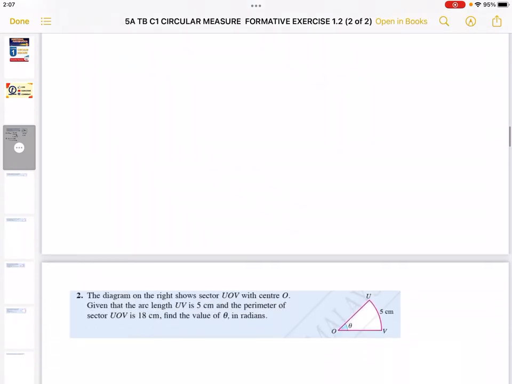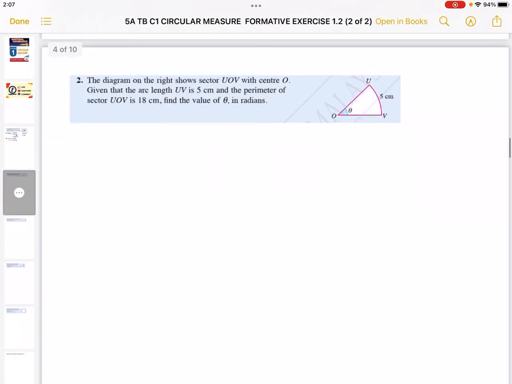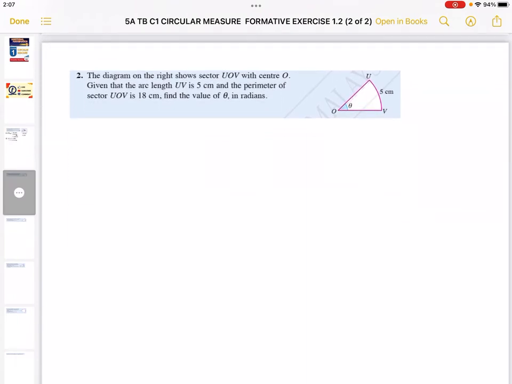Moving on to question number 2. So the diagram shows sector UOV with the center O. Now the arc length UV is 5 cm and the perimeter of the sector is 18. Find the value of theta.